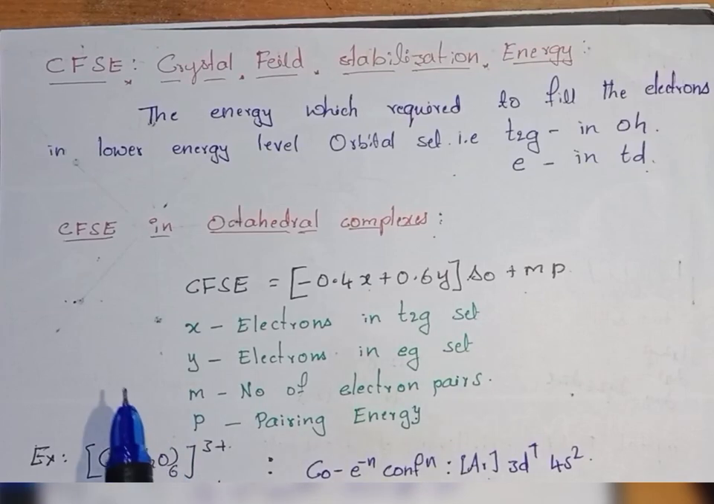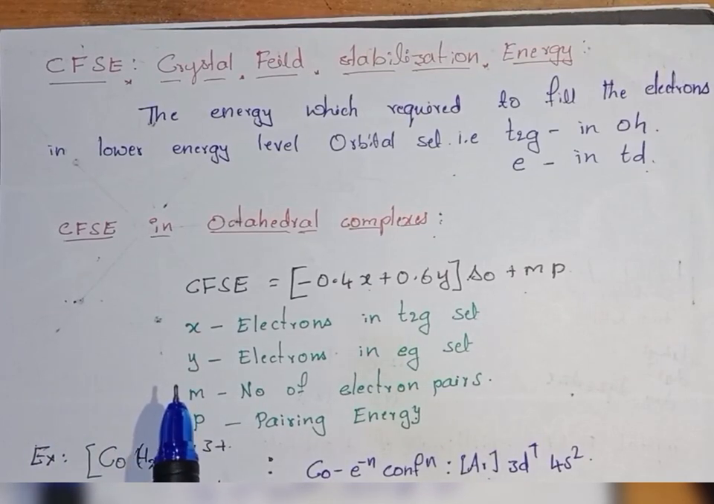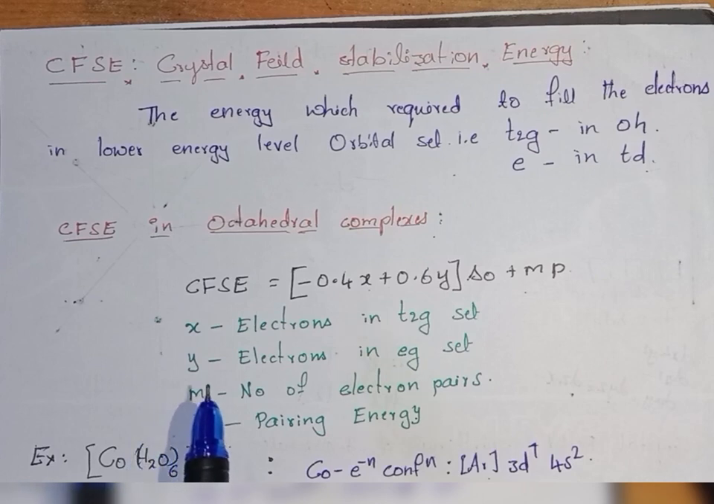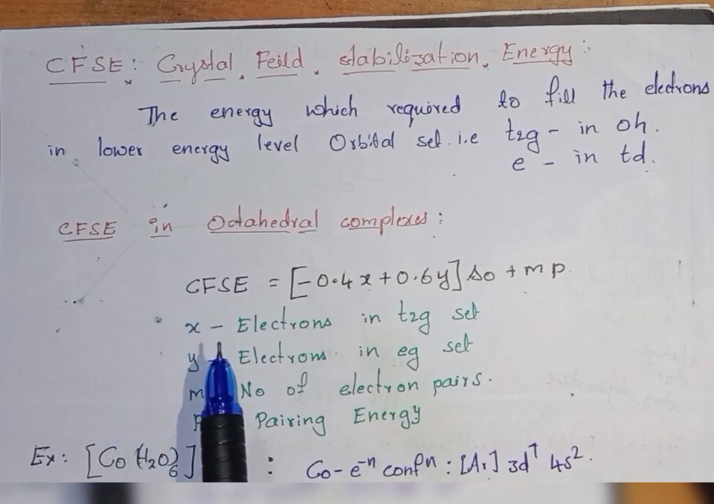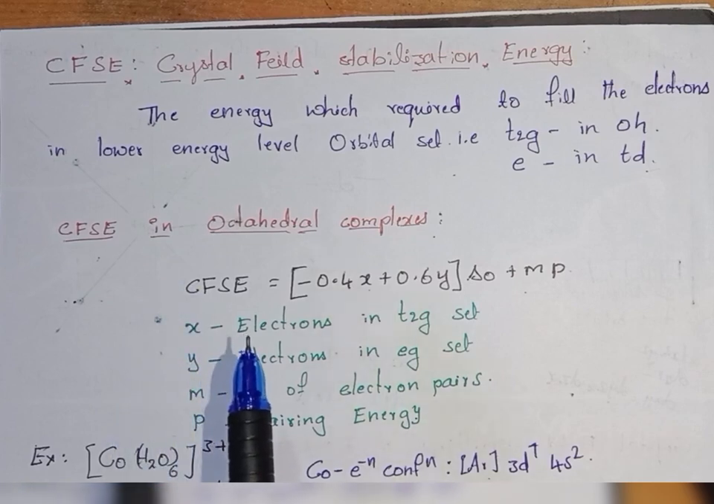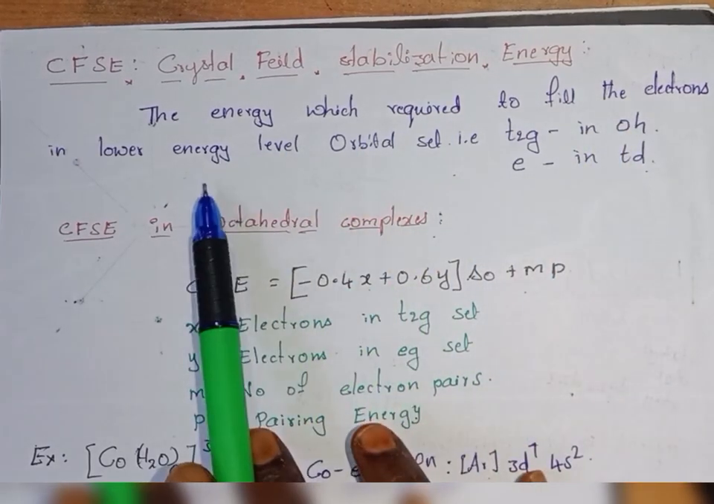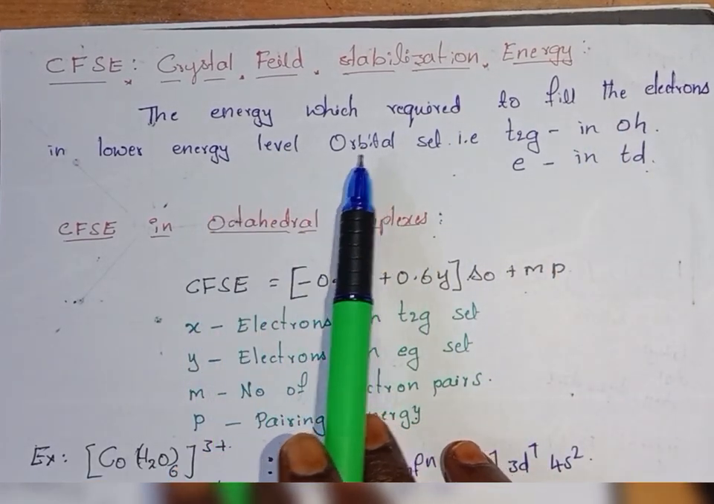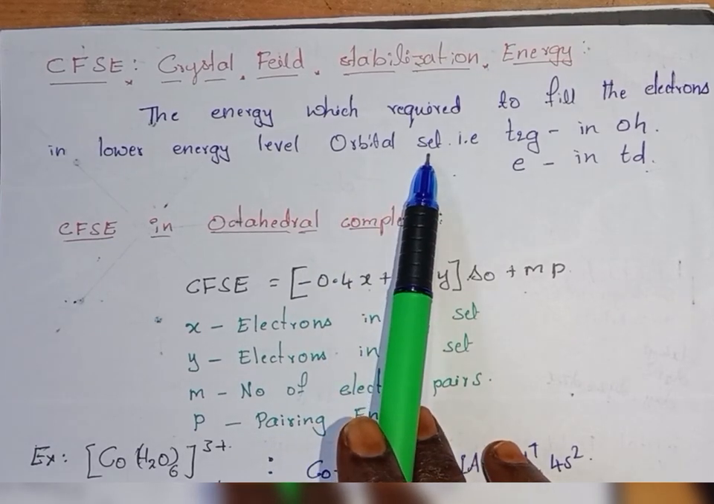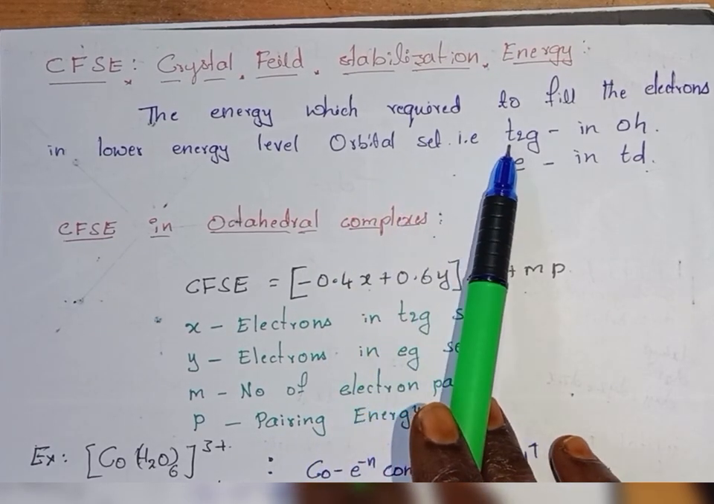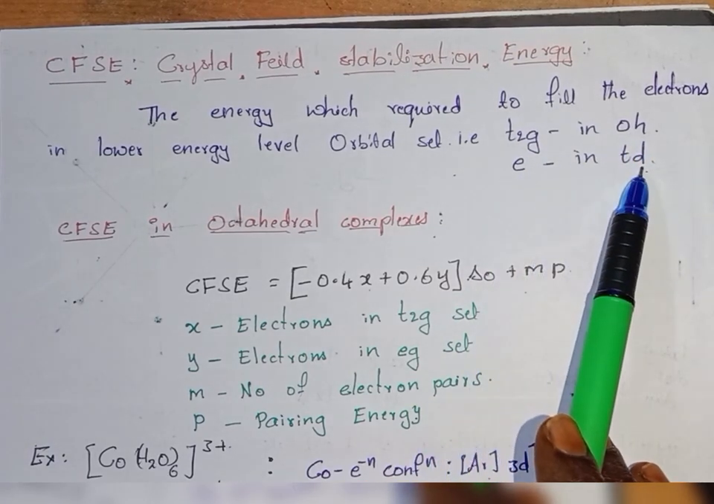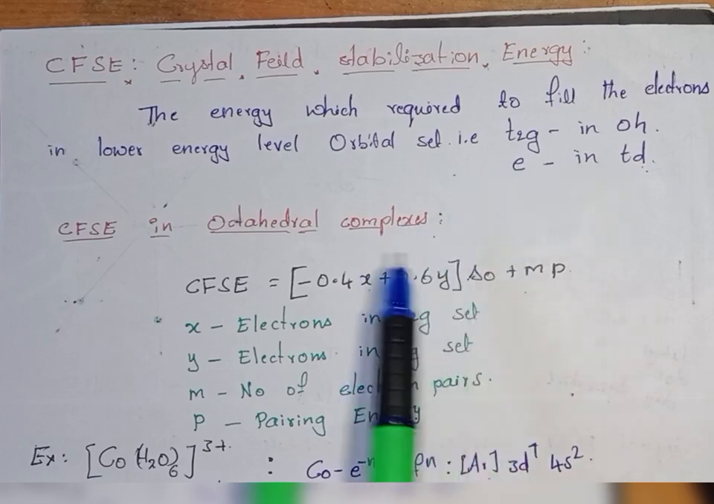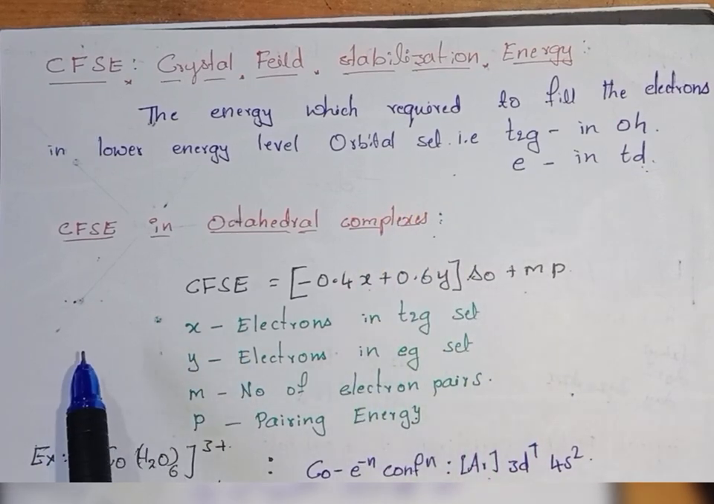Dear students, now I am going to discuss crystal field stabilization energy. The crystal field stabilization energy is the energy required to fill the electrons in the lower energy level orbital set in the geometries. That is the t2g set in octahedral and the e set in tetrahedral, to stabilize the electrons in lower energy levels.